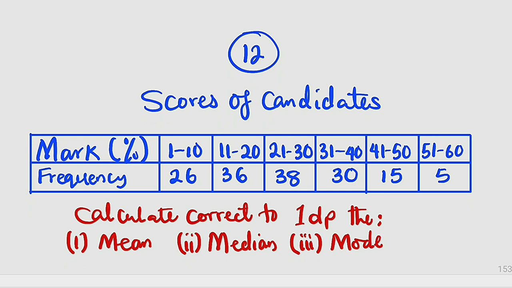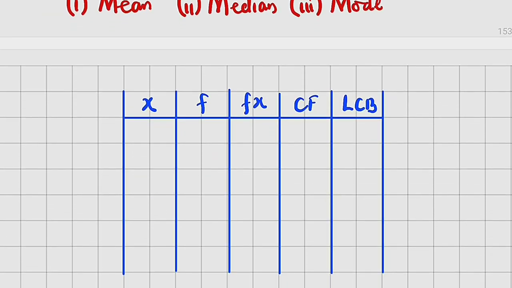And question number 12 is under statistics. We are given scores of students here in tabular form. We have the marks in percentage. We have the frequency. We are asked to compute the mean, the median, and the mode. All right. The first thing you need to do is to recompute the table here in this manner.